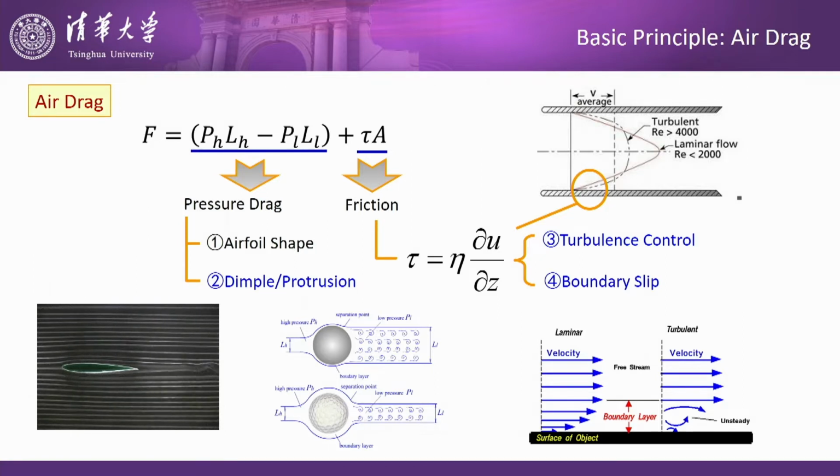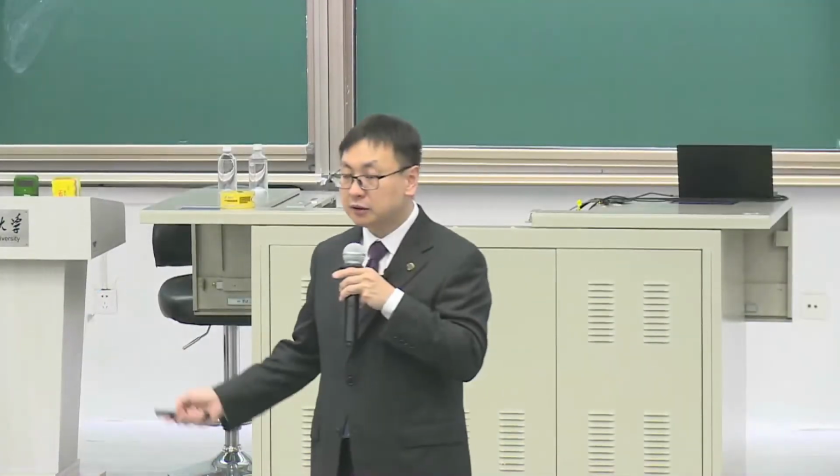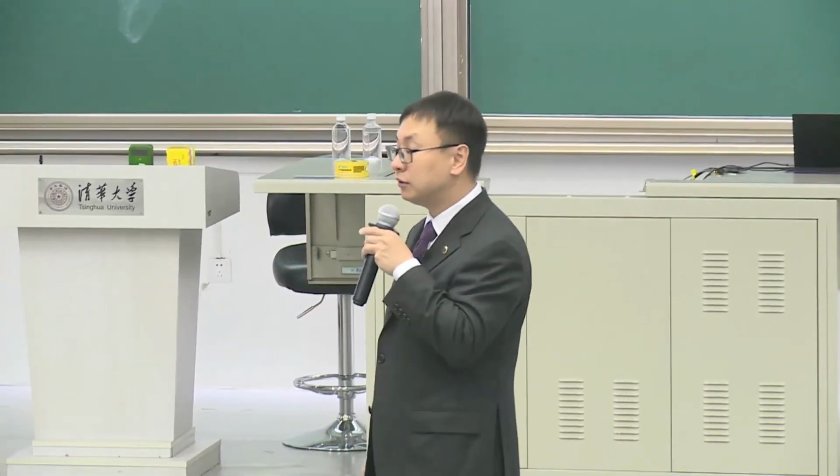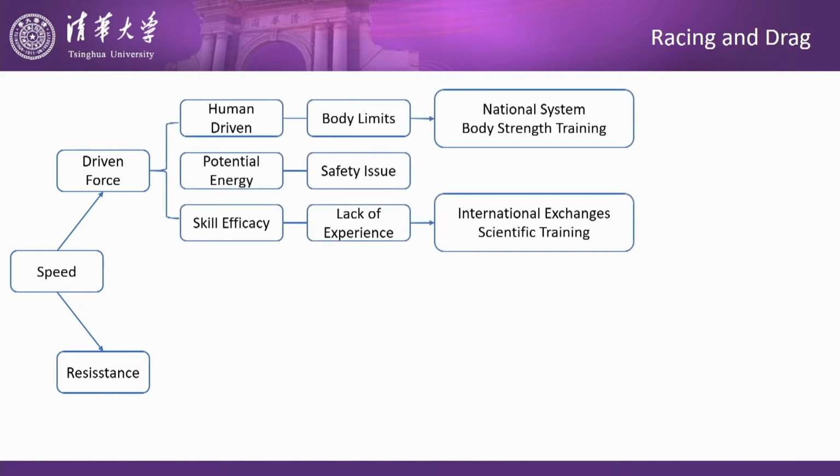All right, so we always talk about racing. What's the relationship between racing and drag? In racing, we talk about speed. In speed, acceleration, we have to get the driving force, and resistance force, also the drag will decelerate it. Okay, for driving parts, we have human driving, like skating. We have potential energy driven, like downhill skiing. And athletes' skill can affect this efficacy, okay? So there are 3 parts to determine the driving.